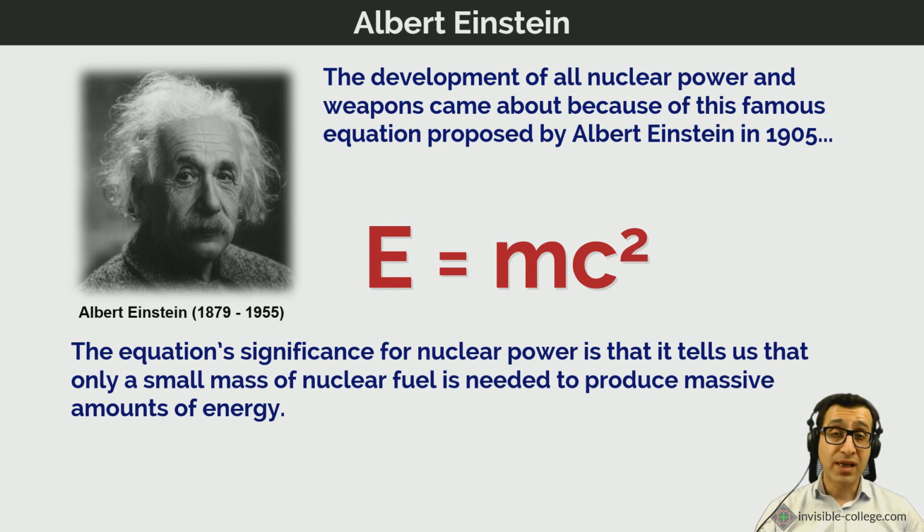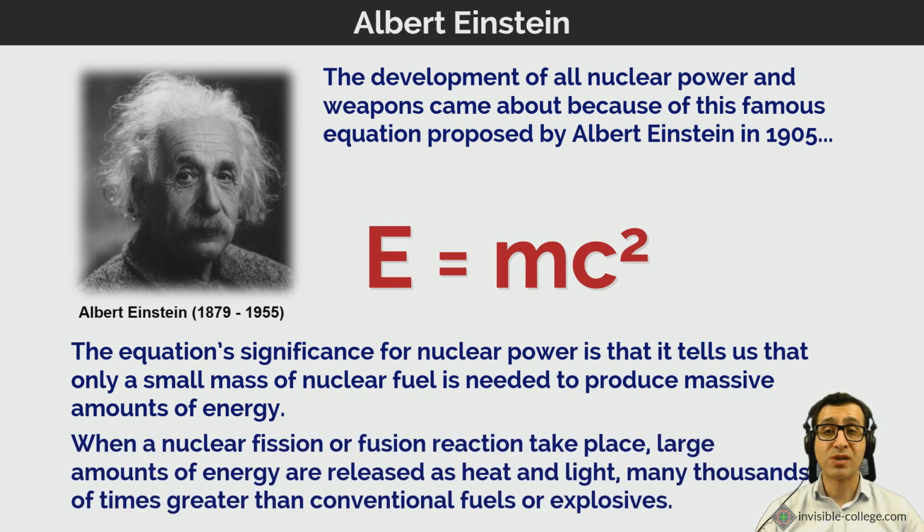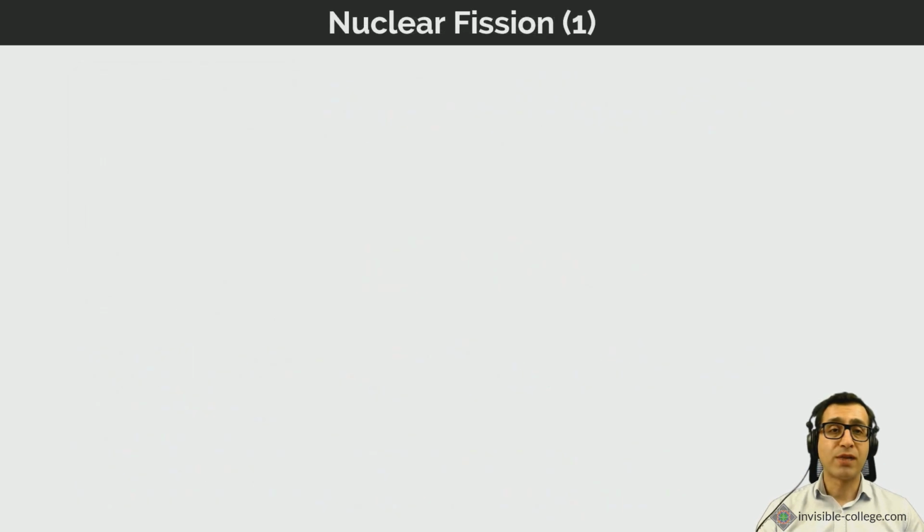Now, nuclear processes, nuclear reactions, release many thousands of times larger amounts of energy than conventional chemical reactions such as fuels or explosives. And so this is what makes nuclear power a viable option to replace fossil fuel power for the purposes of generating electricity. So let's take a look at nuclear fission first.